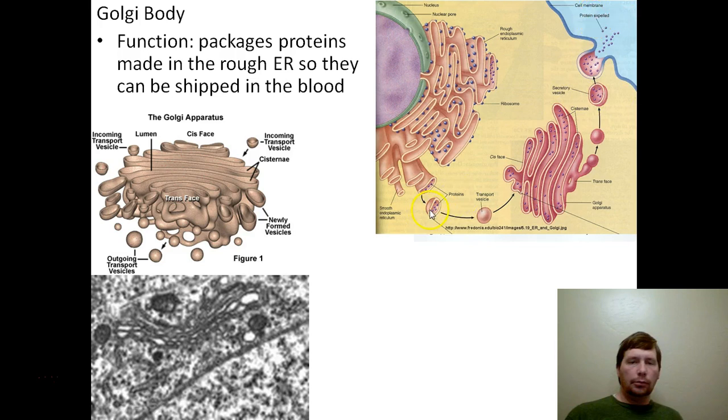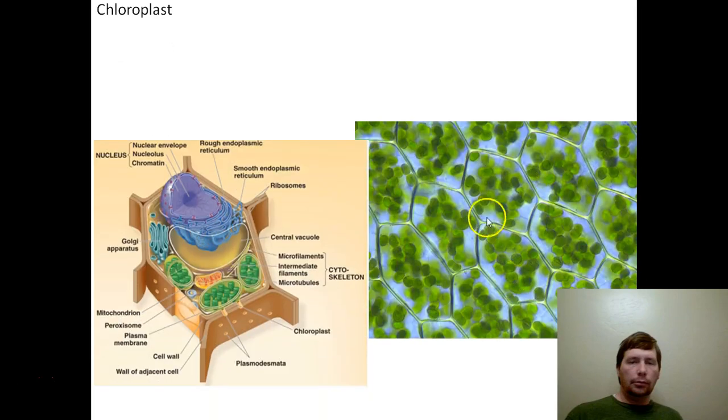So that's the main job of the Golgi body. I think of it as being like the UPS store. At the UPS store, people take stuff and put it into packages so they can be mailed off. That's pretty much what the Golgi body does. The endoplasmic reticulum makes the protein, the Golgi body then packages it so it can be sent out of the cell. All right, the next part of the cell we need to talk about is the chloroplast.